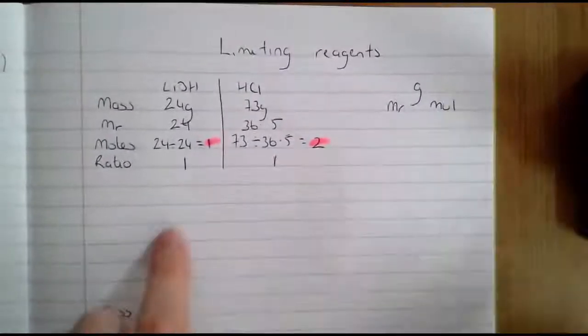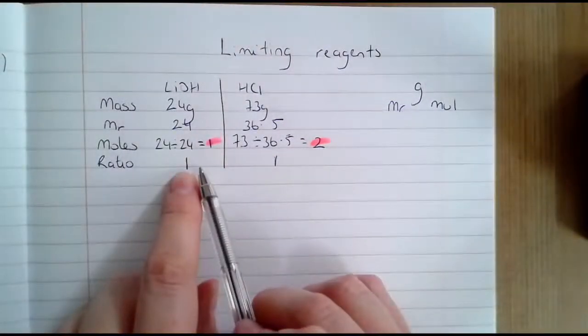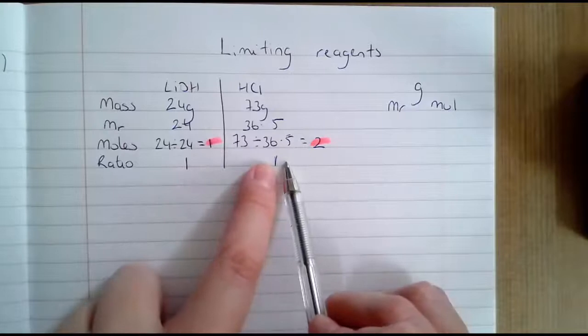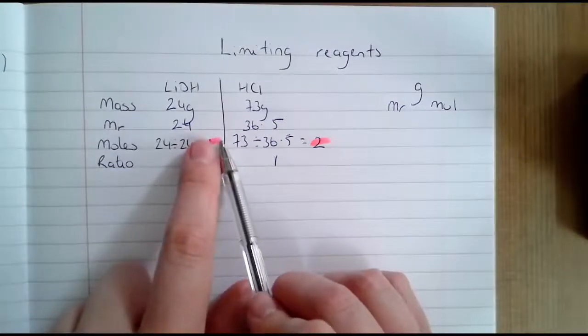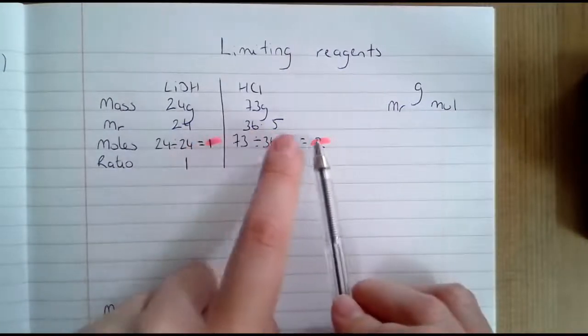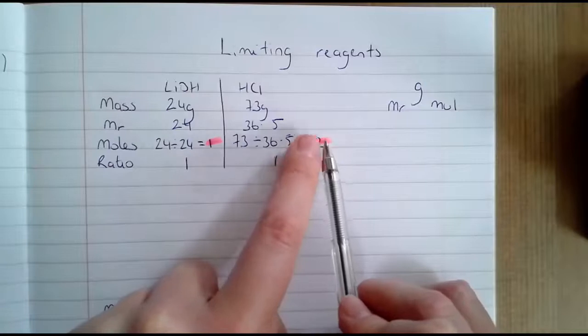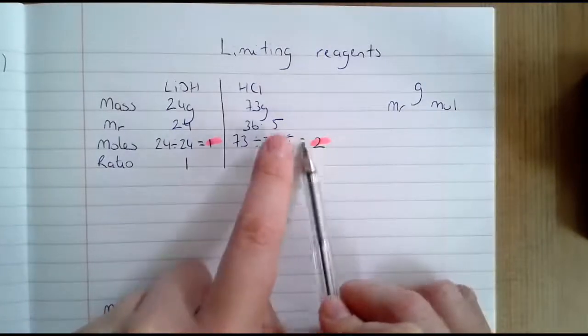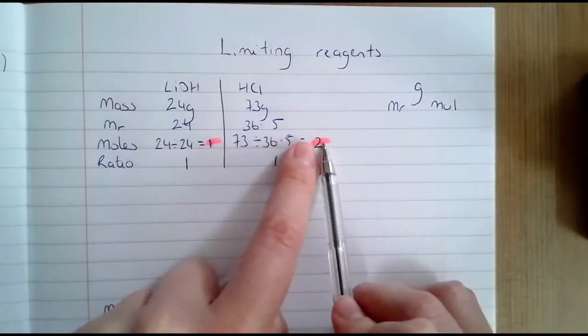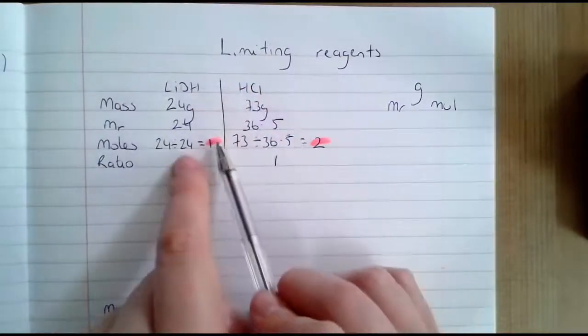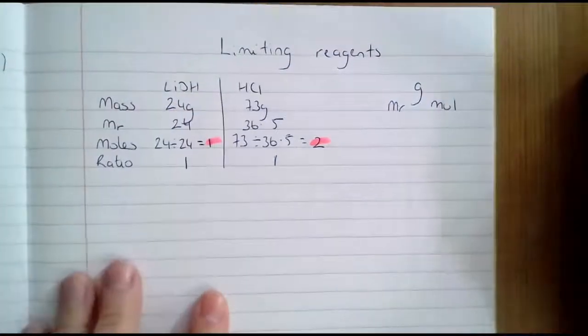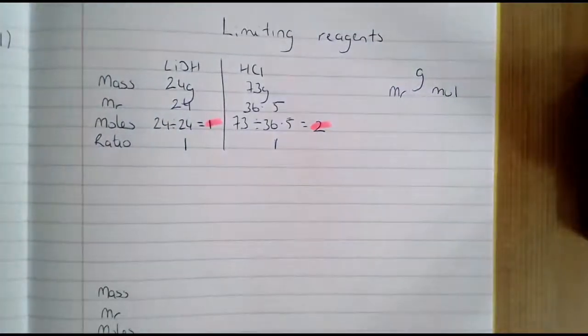This means that if I had 1 mole of LiOH, I would need 1 mole of HCl to react with it. If we look at what we've actually got, we do have 1 mole of LiOH, but you can see that we've got more than 1 mole of HCl. This means I've got more HCl than I need, so I would say HCl is in excess, therefore LiOH is the limiting reagent. So again, I'm going to communicate that in words.